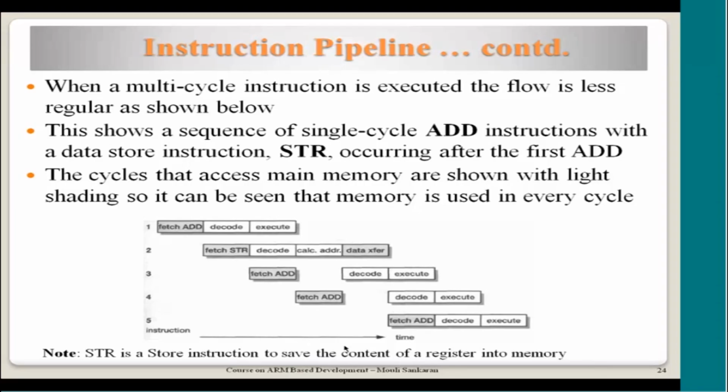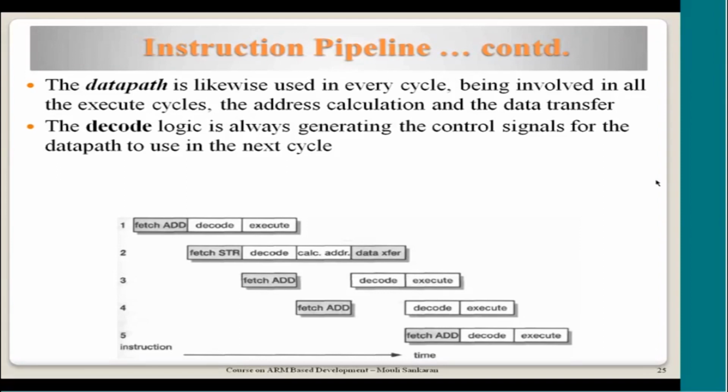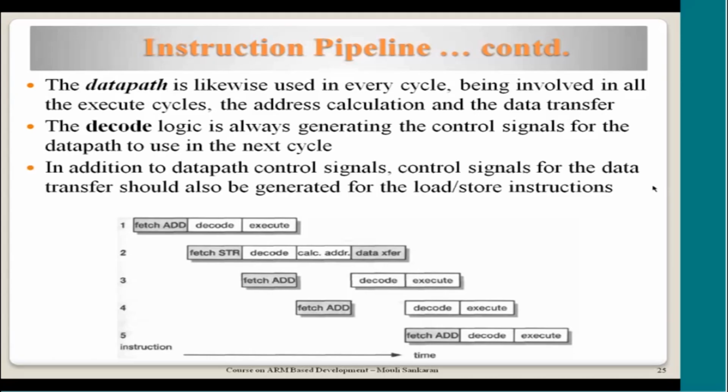So you have to understand this diagram in terms of time and see what gets completed in the different stages of the pipeline. The data path is used in every cycle, being involved in all the execute cycles. The data path is what I explained about, the ALU and the barrel shifter, and decode logic is always generating the control signals for the next data path. In addition to data path control signals, control signals for the data transfer are also generated here. That's why the decode logic is not being used during this time.